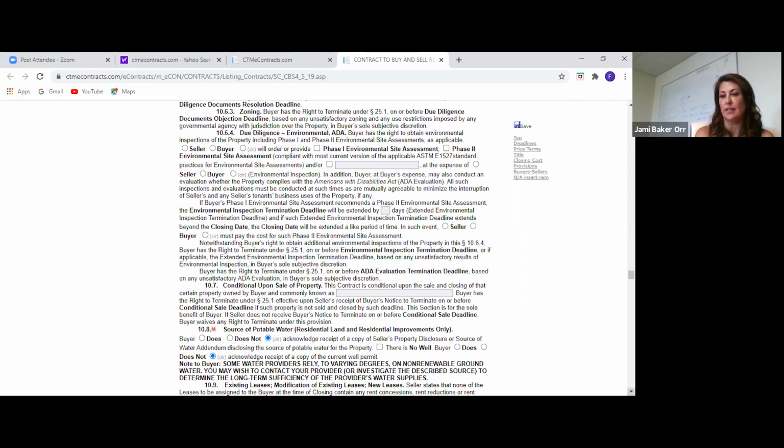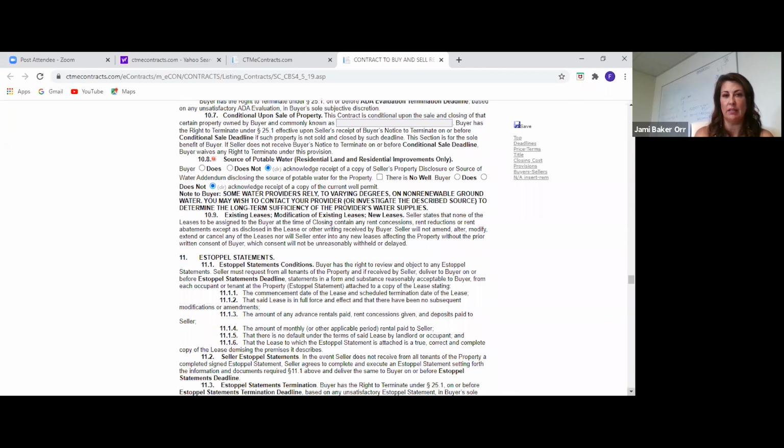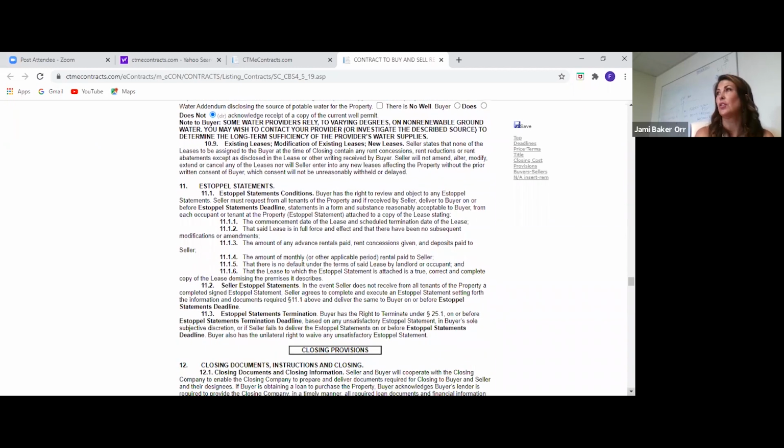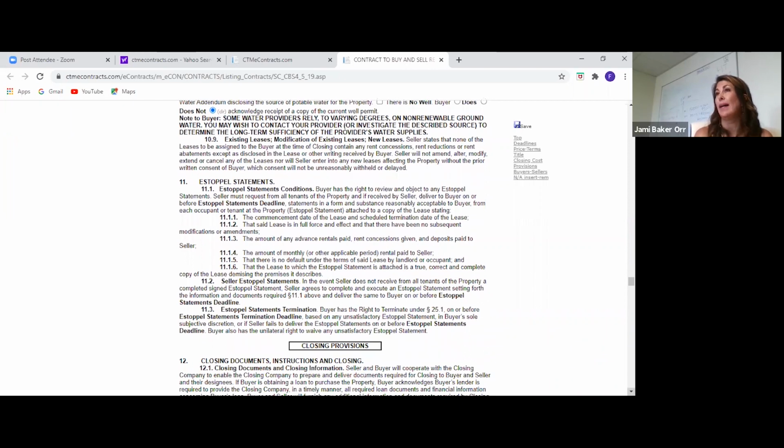Conditional sale, that's if they had to sell something to buy it. Source of water. So there's some properties in Colorado that don't have a source of water. That's why you fill it out. Some people don't have wells. Some people don't have community water, so they have to haul it in. So it might be a cistern. You want to know, because you have a lot of people coming from the city who think there's a water tap at every house.